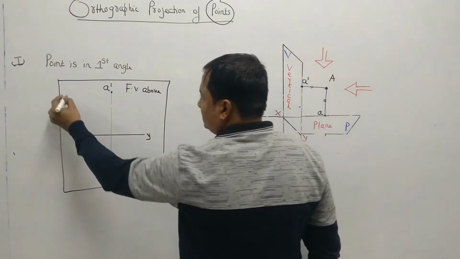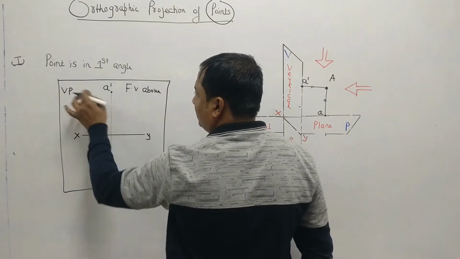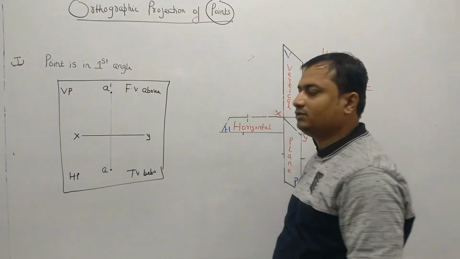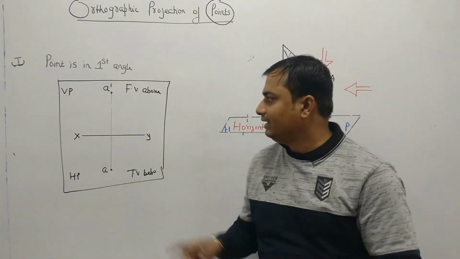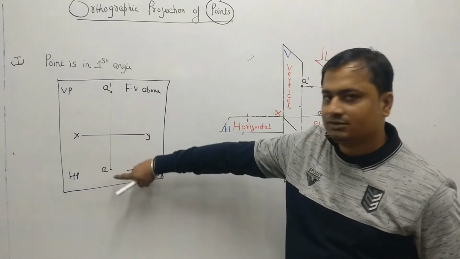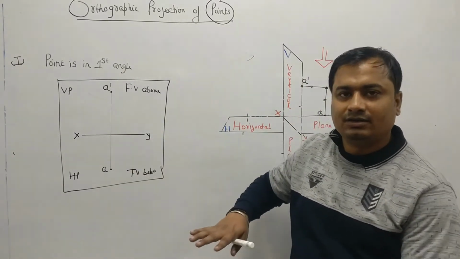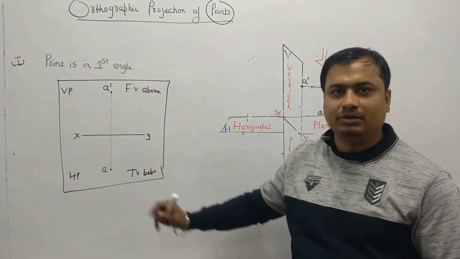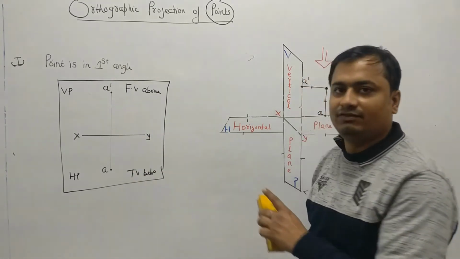As we all know, this is the vertical plane where the front view is lying, and the horizontal plane after rotation. So this is my horizontal plane. This is the projection of a point in the first angle. The front view is above, the top view is below. This is a very important point, please note it down: the front view is above and the top view is below XY. So this is the point in the first angle.